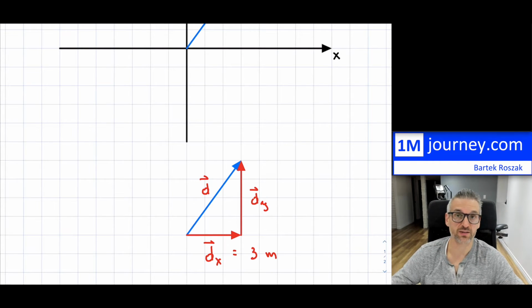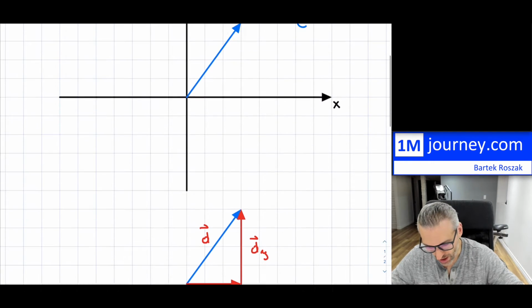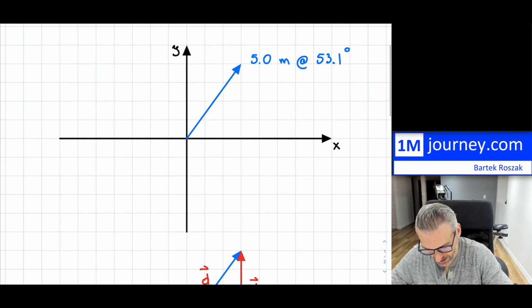Now, when it's positive, it means it's kind of like east, or to the right. And then your y component, well, this one is also very easy because it's 1, 2, 3, and 4.